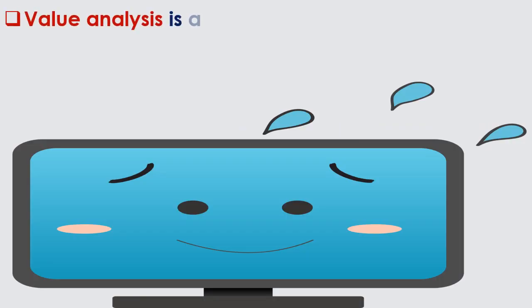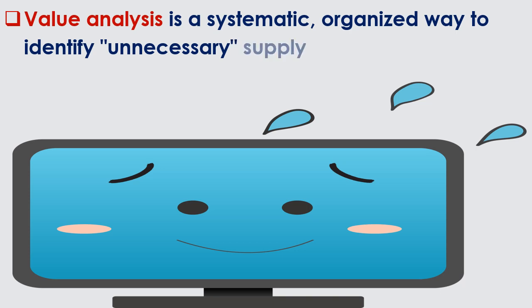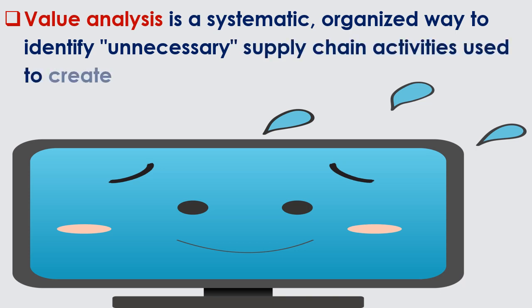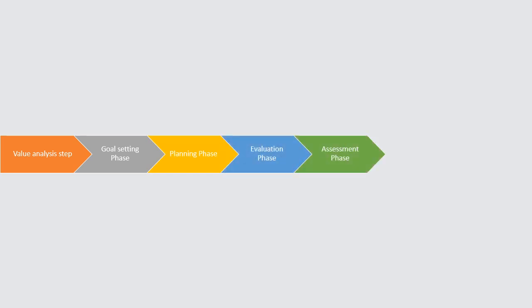Value analysis is a systematic, organized way to identify unnecessary supply chain activities used to create the intended functions of a product, service, or system. Value analysis steps: goal setting phase, planning phase, evaluation phase, assessment phase, implementation phase, reporting and follow-up phase.